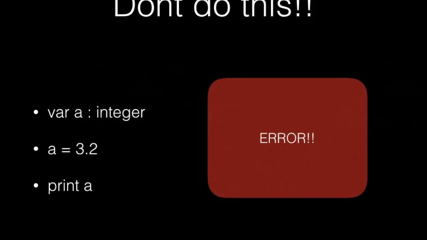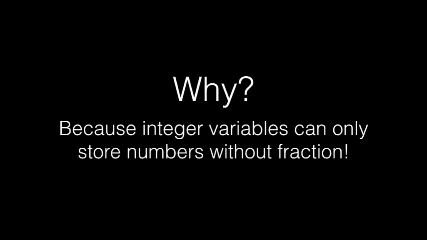And don't do this with variables. Let's say we have A with type of integer, we assign it with 3.2, and we print it to the screen. And here is the result. Why? Because integer variables can only store numbers without fraction. So we cannot store 3.2 to an integer variable. We should use float instead.